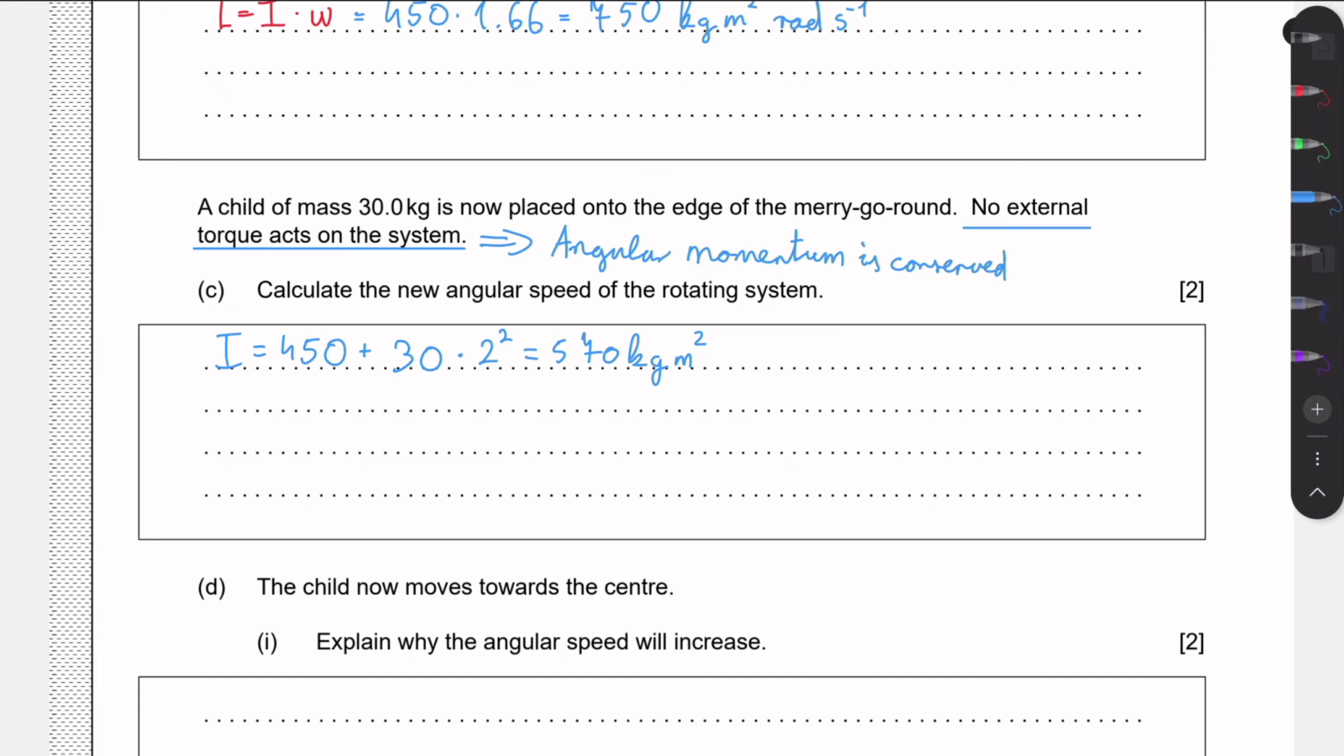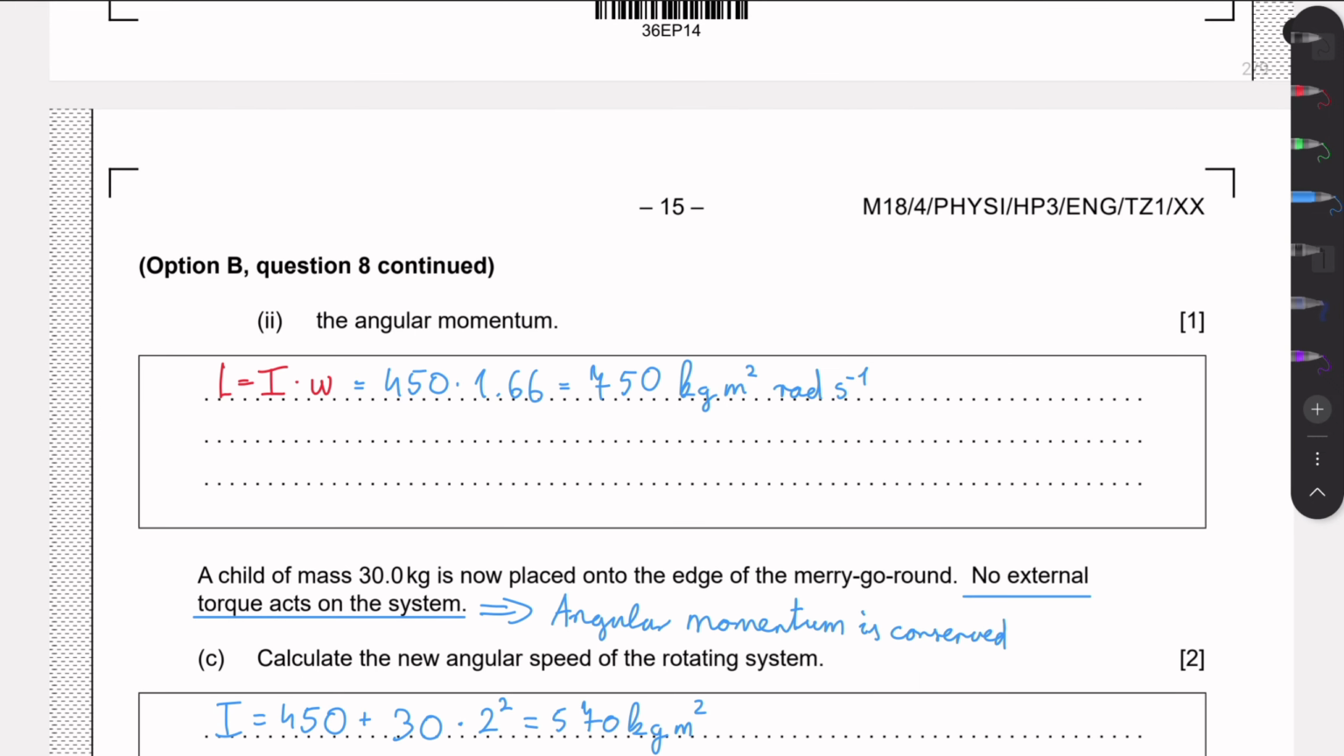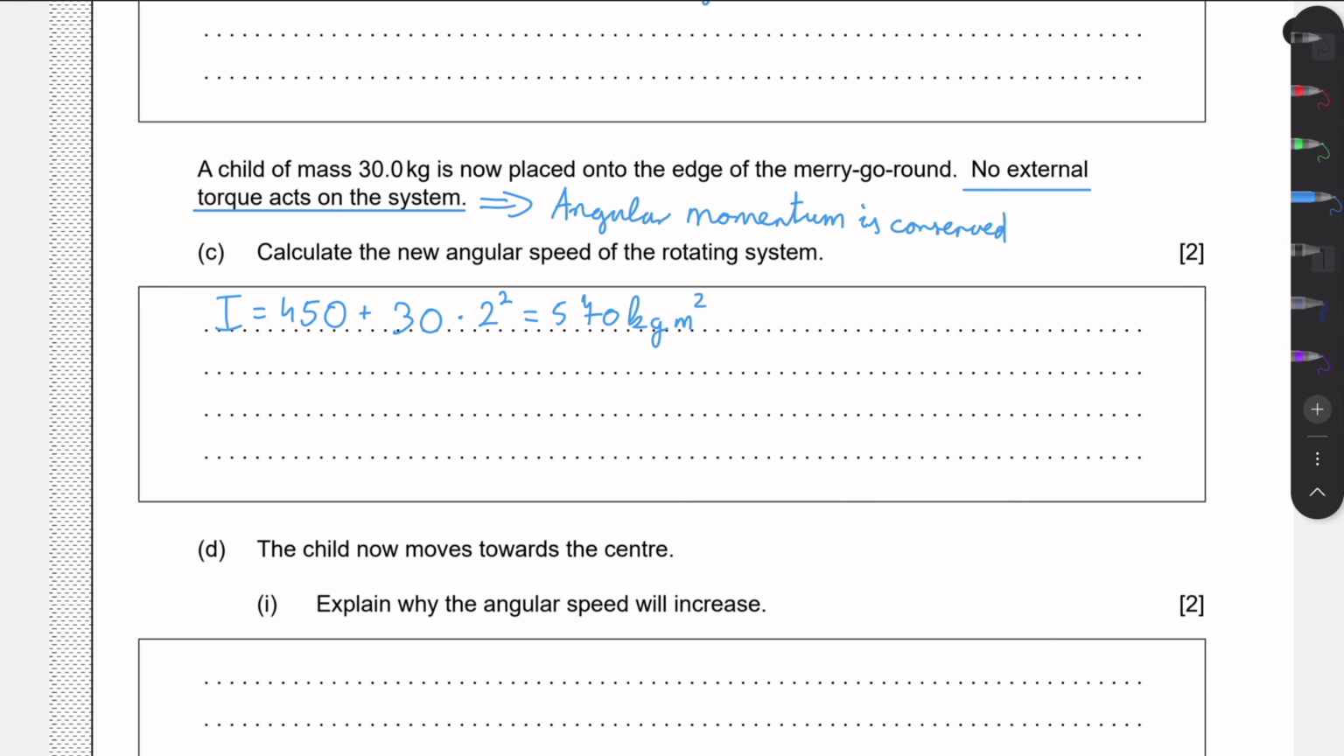So we know that before, our angular momentum was 750. So now we also need an angular momentum of 750, but now we have increased our moment of inertia to 570, and so our speed will also change. Our speed will just be, if we divide these two numbers, 1.3 radians per second.